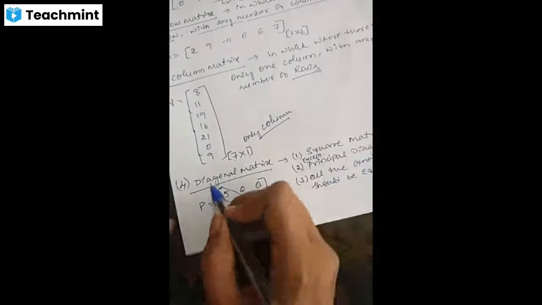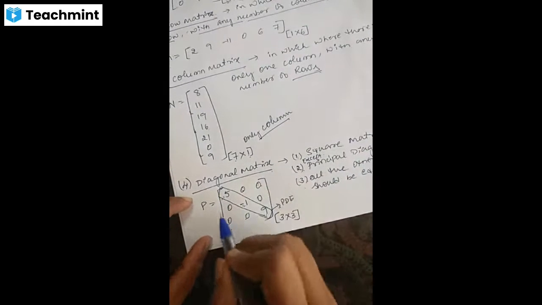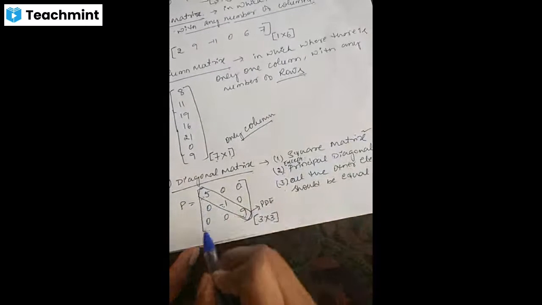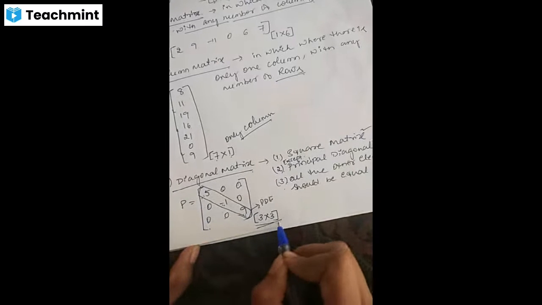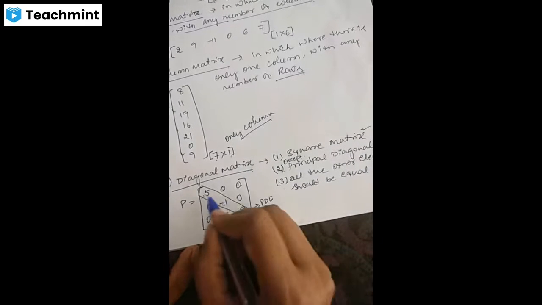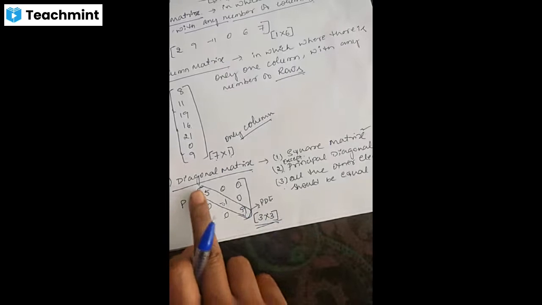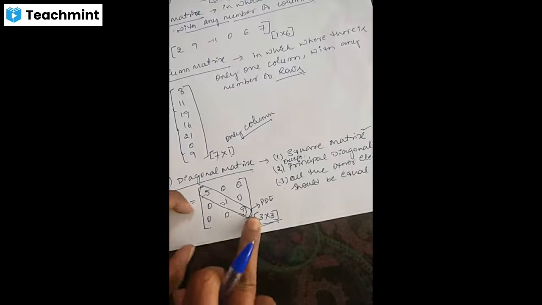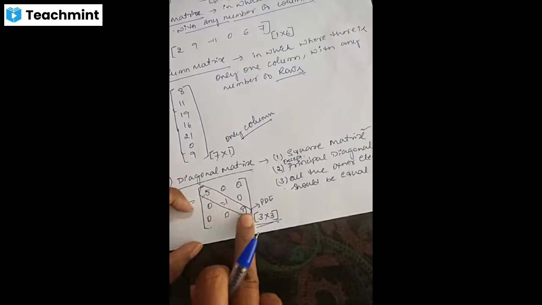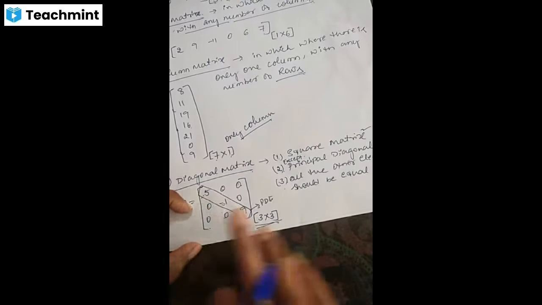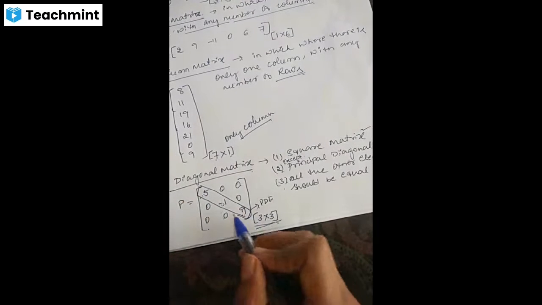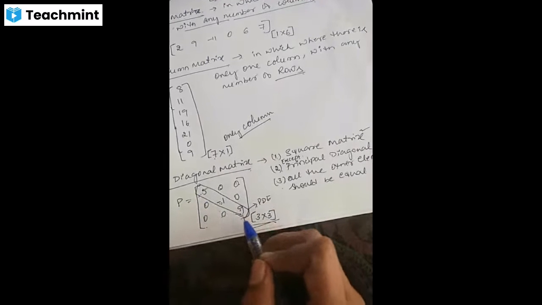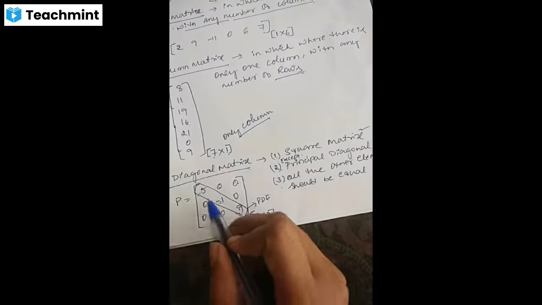See here, when can we call this a diagonal matrix? A diagonal matrix must satisfy three important conditions. The very first condition is that it must be a square matrix. And except for the principal diagonal elements, which can be any number, all the other numbers must be equal to 0. All principal diagonal elements can be any number, but all the other elements must be equal to 0. Then we can call this a diagonal matrix.